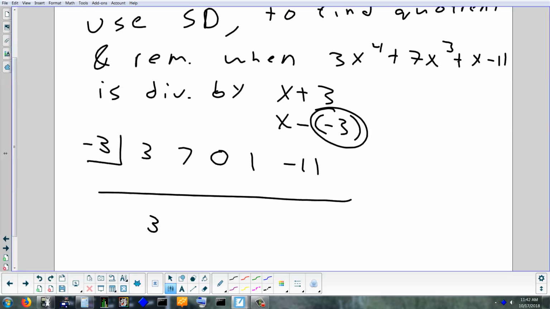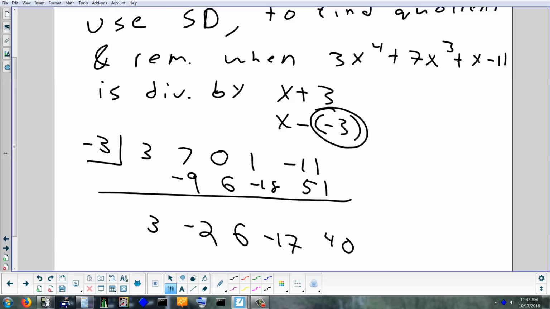Bring down the 3. What's -3 times 3? -9. -9 plus 7? -2. -3 times -2? 6. 6 plus 0? 6. -3 times 6? -18. Plus 1 is -17. This will be the biggest calculation we have. -3 times -17, 51, and then 51 minus 11, 40.